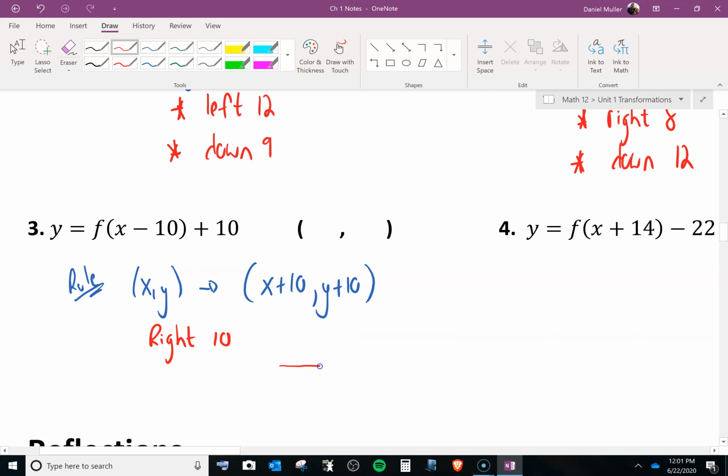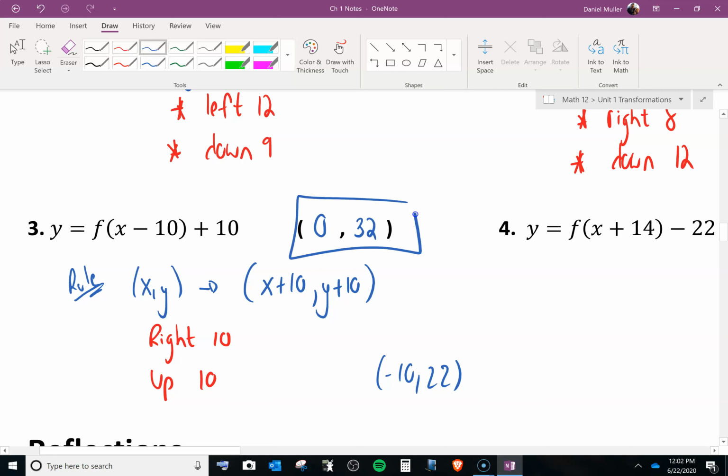If you're adding in the x direction, that's horizontal. If you're adding something, that means you're moving in the right direction because numbers get bigger. 0, 1, 2, 3, 4, 5, 6. So moving bigger moves to the right. So adding 10 is right. Y, you're going to be moving 10 in the positive direction. That's up. So right 10, up 10. In any case, we have our point, which is negative 10 comma 22. So if you have negative 10 and you add 10, you're going to 0. And 22 and you add 10 and you're going to get 32. So 0 comma 32.